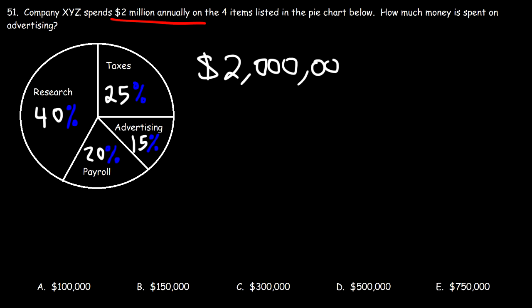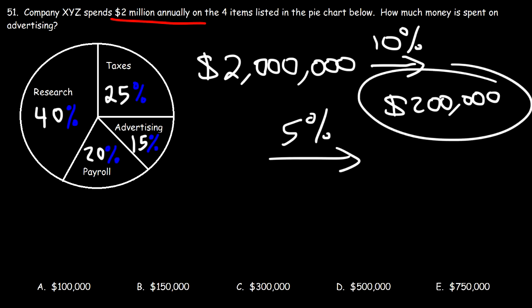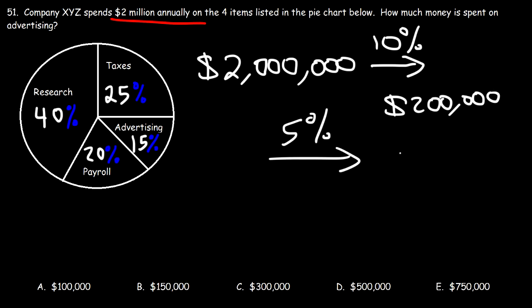So first, what is 10% of 2 million? All you got to do is move the decimal 1 unit to the left. So 10% of 2 million is 200,000. Now what's 5% of 2 million? Well, 5%, as we know, is half of 10%. And if 10% represents 200,000, then 5% has to be half of 200,000. So that has to be 100,000.